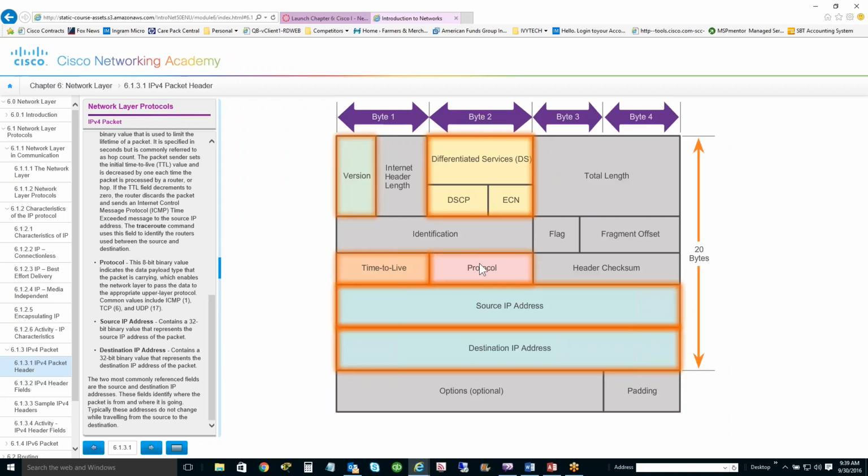The protocol, another 8-bit binary value, indicates the data payload type that the packet is carrying, so that it can pass it to the appropriate upper layer protocol. TCP is real common. Other layer 4 protocols are ICMP, which is what your ping command uses, and UDP, which is a connectionless layer 4 protocol. Then, of course, the source IP address and the destination IP address. Where am I coming from? Where am I headed?